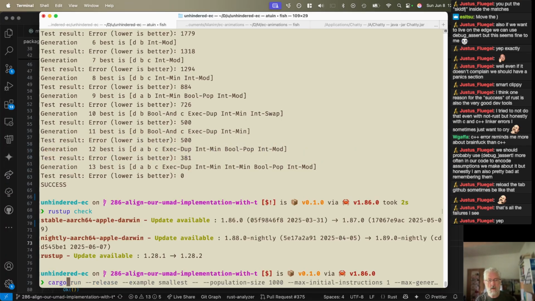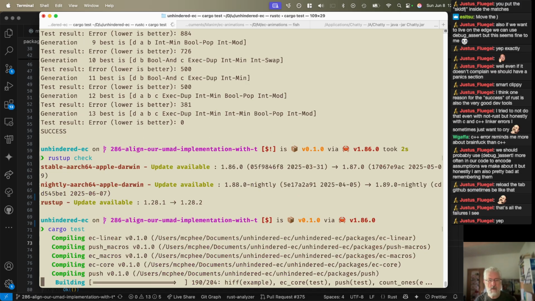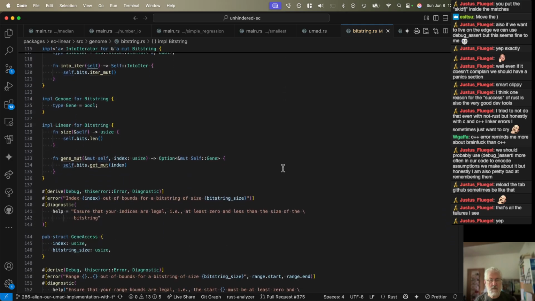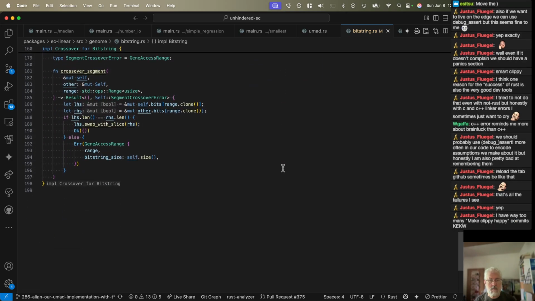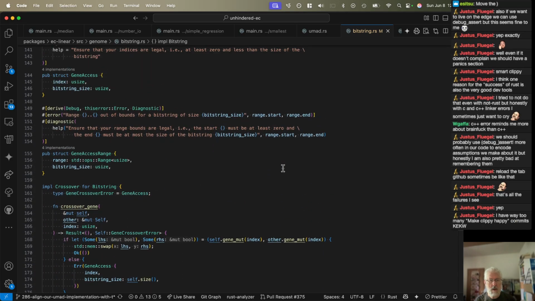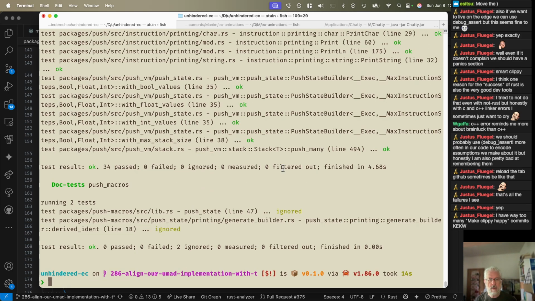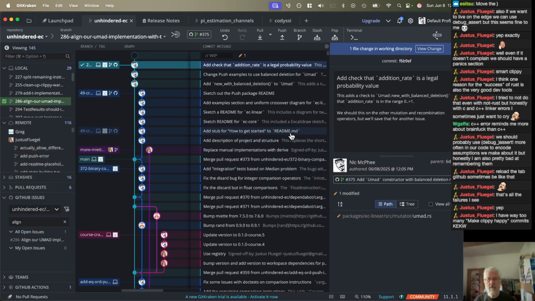Actually, cargo test just for fun. I don't know if any tests on any of this are going to matter for anything, but it doesn't look like it actually. But doodly doodly doo. So nothing broke.